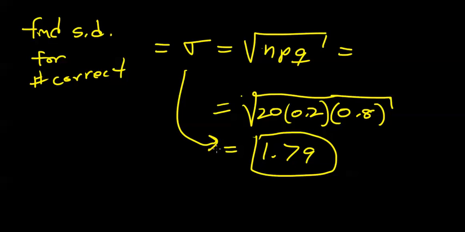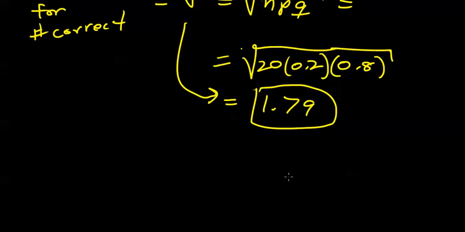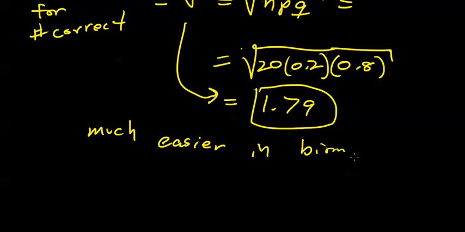Very simple. If you remember the problems from section 5.2, with drawing a table, adding a third column, getting a lot of products, adding up those products involving a square root, and subtracting the square of the previous mean, etc. Very much easier in a binomial distribution.